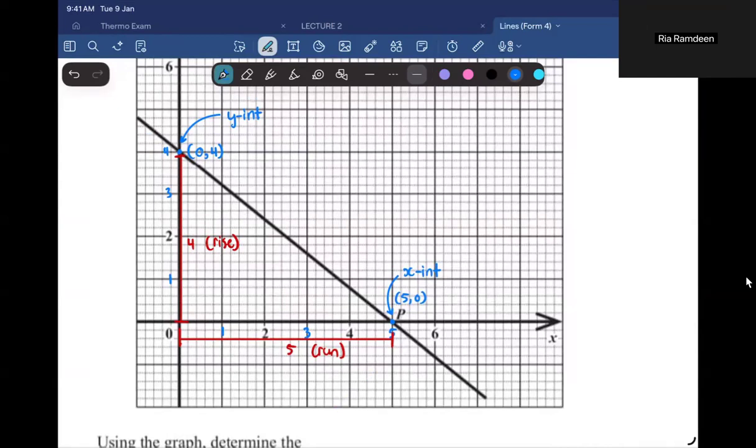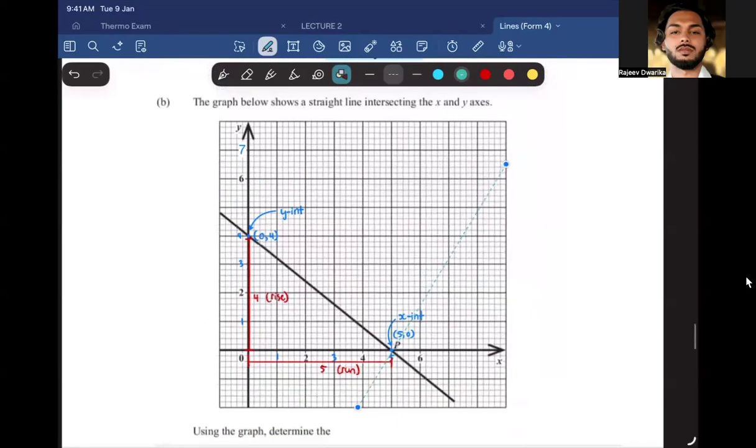Ria, what does perpendicular mean? Just remind me. It's a line that cuts at a right angle. You're talking about a perpendicular bisector. I'm talking about any perpendicular line, right?